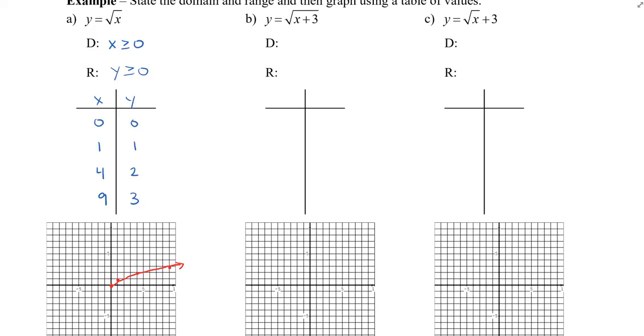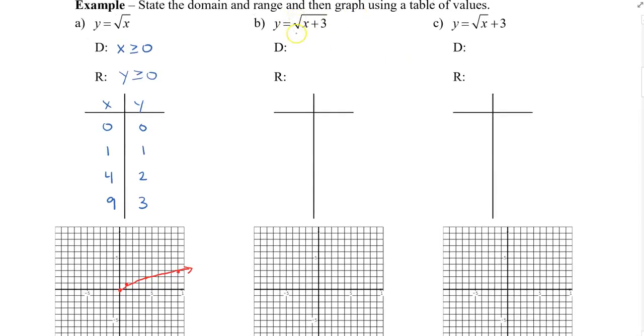Now in the second question, again, we know that we have to square root a positive number. So we can say that x plus 3 has to be greater or equal to 0. So my domain is x is greater or equal to negative 3. Now again, because the whole expression is inside the radical, when I square root it, as long as it's a positive number, I'm okay. So that means that y has to be greater or equal to 0.